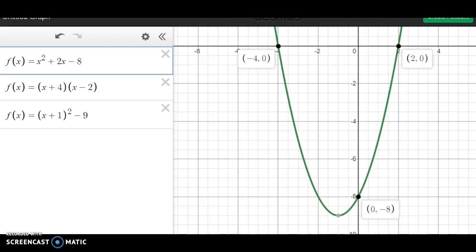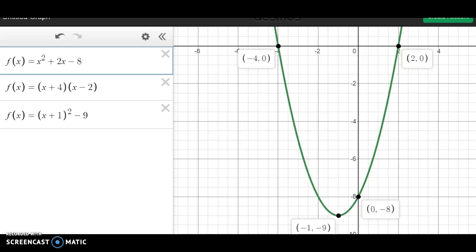Then we talk about the vertex. What's the vertex? It's the point where my parabola changes direction. Here it's (-1, -9). The axis of symmetry is a line that extends along this vertex, and it basically mirrors itself on both sides. For this one, it would be x equals -1.